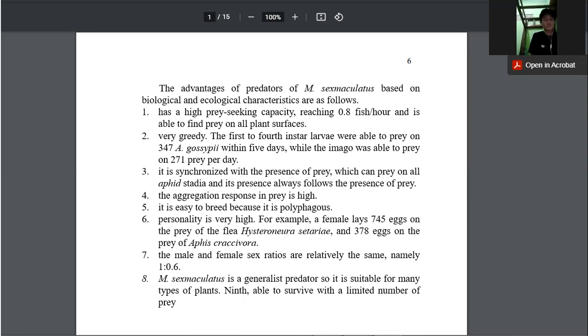Fourth, the aggregation response to prey is high. Fifth, it is easy to breed because it is polyphagous. Sixth, fecundity is very high. For example, a female lays 745 eggs on the prey of the aphid Hysteroneura setariae. Seventh, the male and female sex ratio is relatively the same. Eighth, Menochilus sexmaculatus is a generalist predator, so it is suitable for many types of plants, meaning it is able to survive with a limited number of prey.